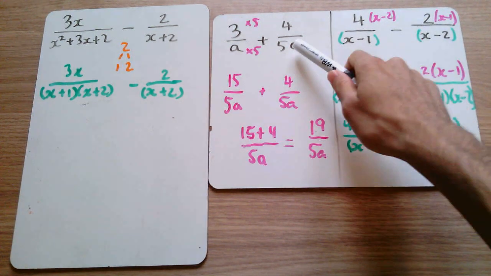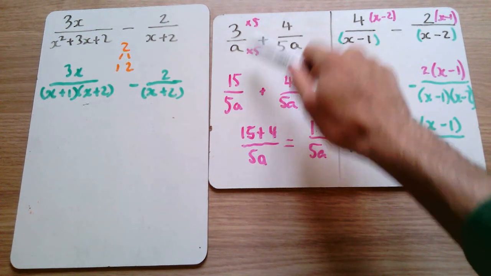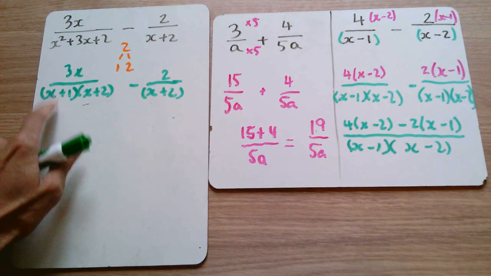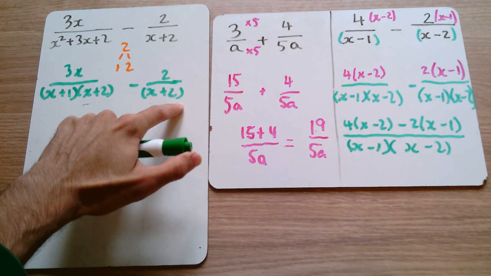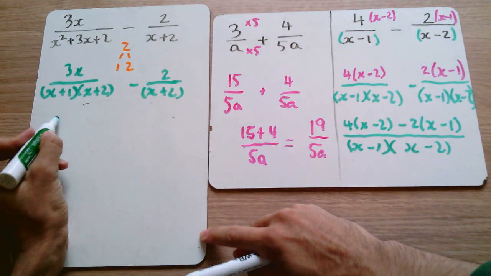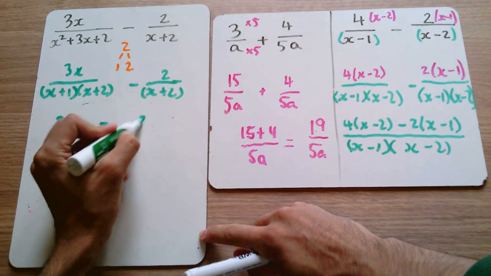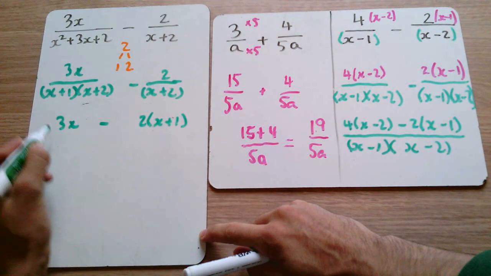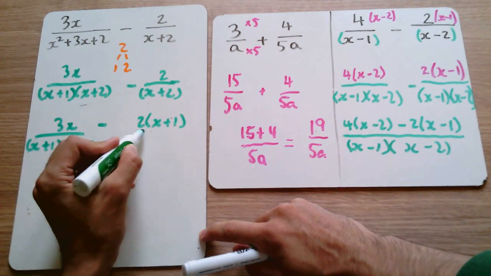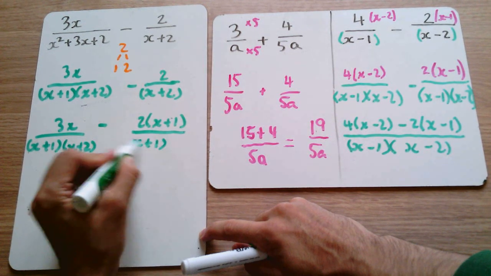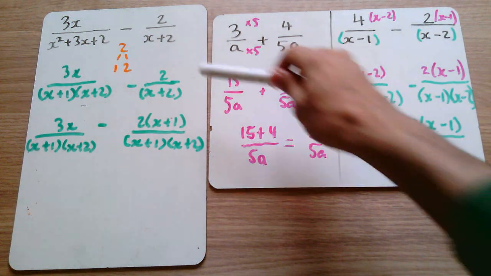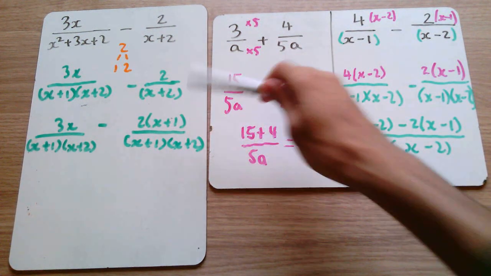So just as we did before, we multiply to make it consistent. We are going to multiply this denominator by x plus 1 to make the denominators the same. So if I multiply the denominator by x plus 1, I have to multiply the numerator by x plus 1. That will give me 3x minus 2 brackets x plus 1, all over x plus 1, x plus 2, and again all over x plus 1 and x plus 2. So that was by multiplying the numerator and denominator by this value of x plus 1.